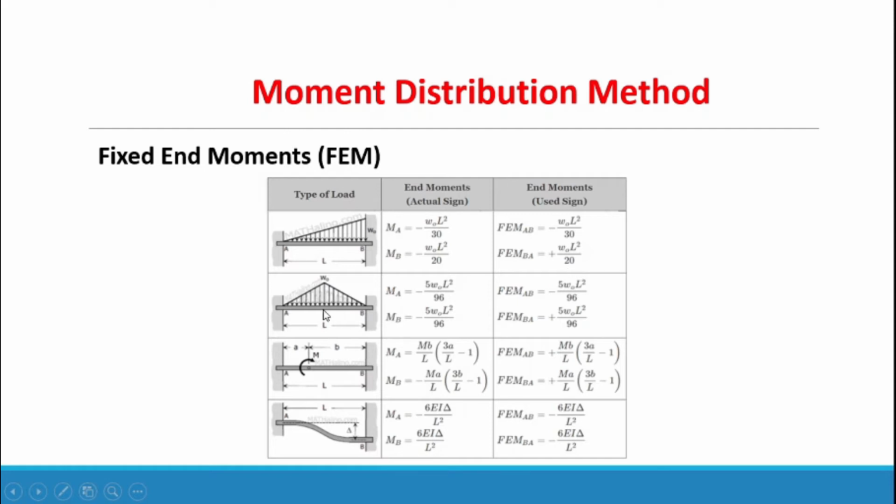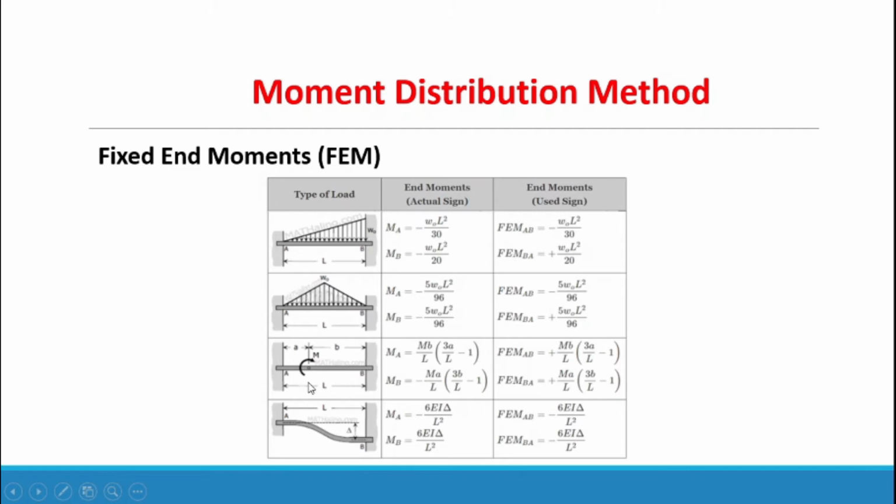And for a triangular load with peak W at midspan, we have moment at A equal to negative 5 WL squared all over 96, while moment at B is equal to negative 5 WL squared all over 96, which means they have the same value. For the fixed end moment, FEM of AB is equal to negative 5 WL squared all over 96, while FEM of BA is equal to positive WL squared all over 96.